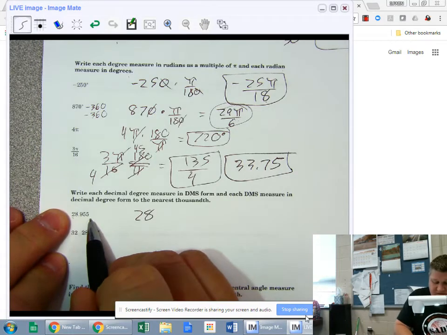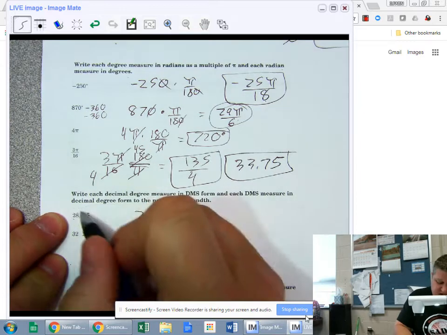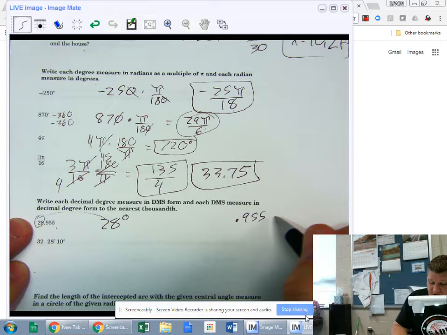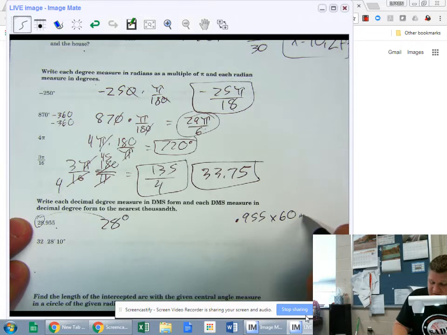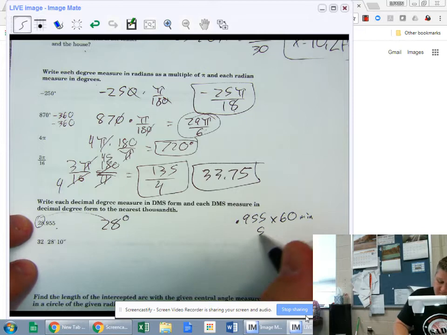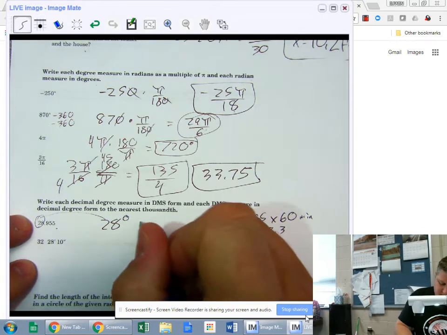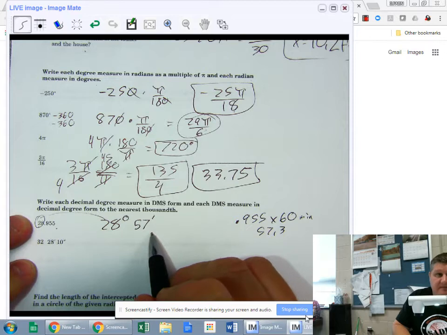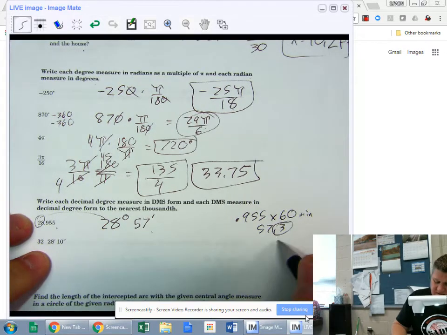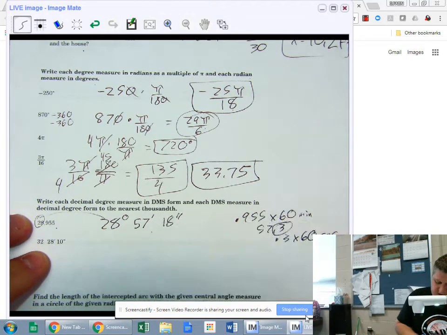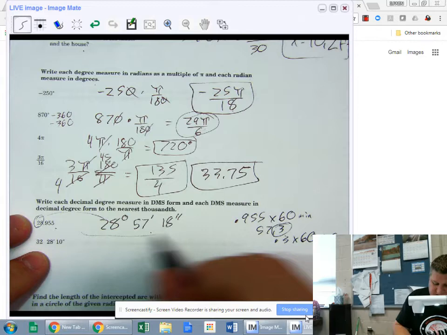Now, 28.955. Well, in this case, the 28 degrees we can just take right as it is. The 0.955, I'm going to multiply by 60 because there are 60 minutes in a degree, and I come up with 57.3. Do we agree? So that would be 57 whole minutes. How come I don't put the 0.3 here? I'm going to take that 0.3 and multiply it by 60 again to get to seconds. And that's going to be, what, 18 if I'm not mistaken? I am not mistaken, and there you go.